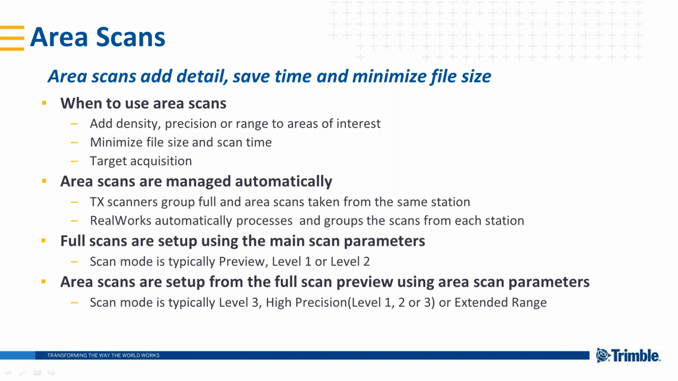A full 360-degree scan with associated area scans are managed automatically. The TX groups full and area scans from the same station, and RealWorks automatically processes and groups these scans from each station. Parameters for the full scan are set from the main scan parameters screen. The scan mode is typically set to preview, level 1, or level 2. Area scans are set from the full scan's preview screen after it's captured. Using area scan parameters, the scan mode is normally set to level 3, high precision, or extended range.